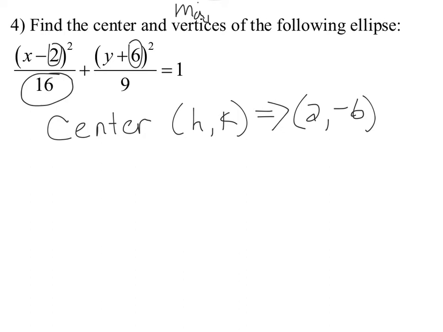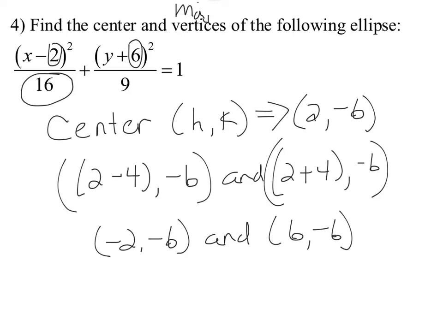So when I take my center and I'm trying to find the vertices on each end, this y value is going to stay -6. But this x value is going to change. I'm going to add and subtract the square root of 16 to that. So I'm going to add and subtract a 4 from 2. All right, so what I've done here is I've taken this value for 2 and I've subtracted 4 to get the left end. And then on the right end, I've taken the 2 and I've added 4.